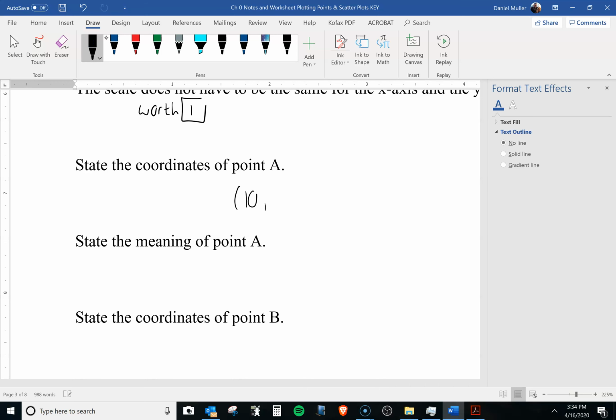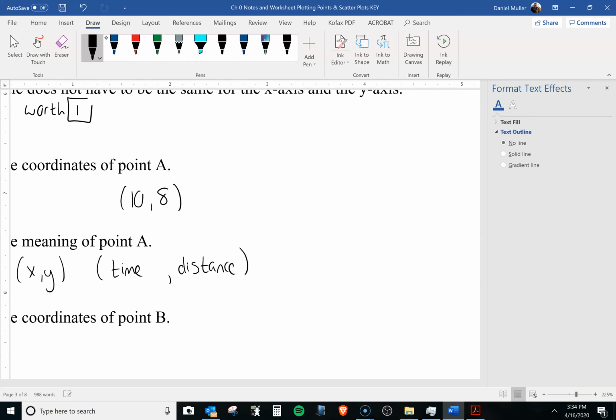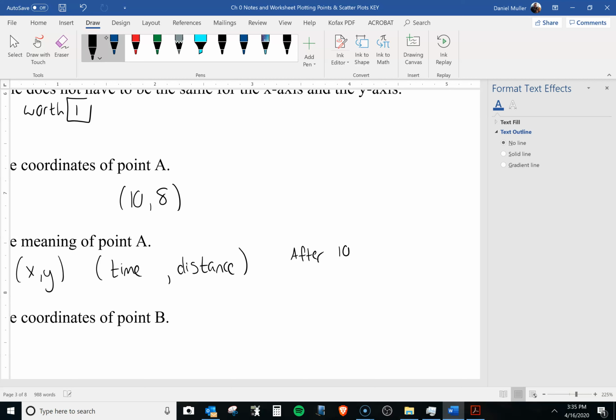But what does that actually mean? Well, x comma y, those are our instructions, and our x is time, and our y is our distance. And you can look it up on the graph if you want. So what does that mean? Well, it means that after 10, is it 10 minutes or 10 seconds? I think it's minutes. After 10 minutes, we've gone 8, I believe it's kilometers. So that's what that means.